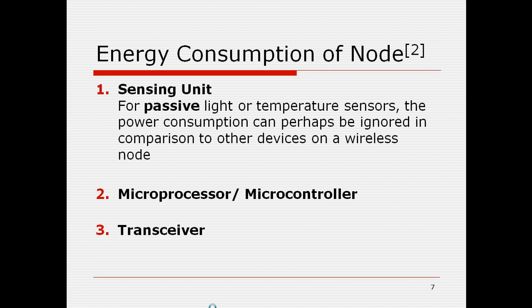I referred to many books and data sheets. In that, most probably around 1 nanojoule is used for one instruction, so it's not too much. The third one is the transceiver. To send one bit, around 100 nanojoules is used. So most of the energy is consumed in the transceiver.